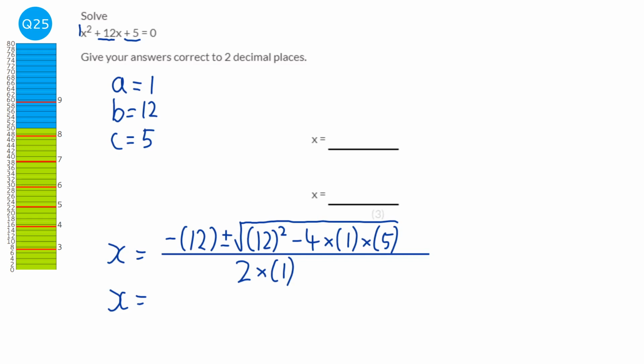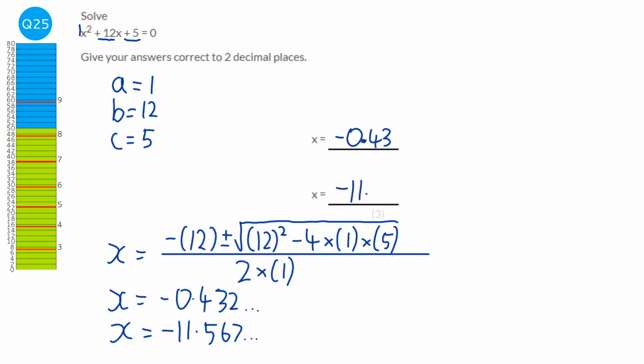And we've got x equals, so we're going to put this into our calculator with a plus there, and if we do that we get x equals minus 0.432 and so on. Use your calculator to go back and change that for a minus, and you get the value of minus 11.567 and so on. Well, that's for 2 decimal places, so that's going to be minus 0.43 and minus 11.57.